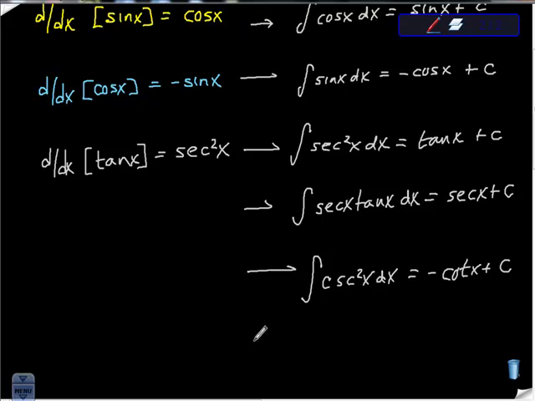And the last one that I want to give you today is that the indefinite integral of cosecant x cotan x dx, because that comes from our derivative, is opposite cosecant x plus c. Sorry to turn that around a little bit.